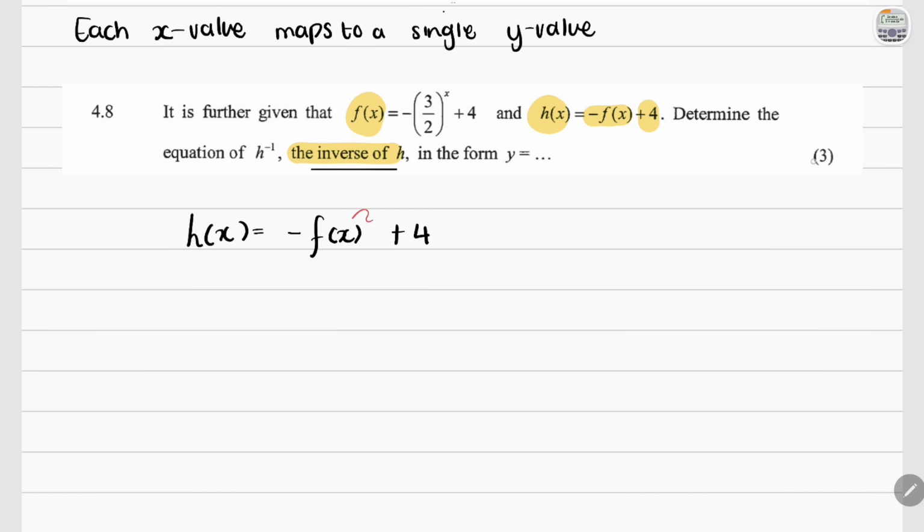So wherever you see f of x, you're going to put a minus in front of it and it's going to multiply in. So we have h of x is equal to minus, and then this is f of x. It is negative, and then 3 over 2 raised to the power of x, then plus 4, and then you're going to have a plus 4 on the outside because they said negative f of x plus 4.